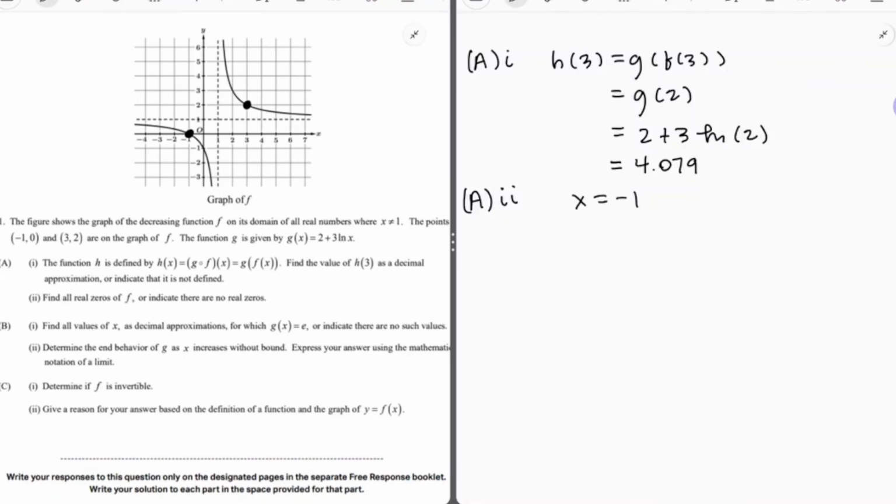Okay, here we go. So next, for part B, we're going to be finding all values of x as decimal approximations, so we need to use the calculator, where g of x equals e. Alright, so 2 plus 3 natural log x equals e. I think it would be tempting to try to solve this one by hand. We don't need to, right? We've got a calculator. So we're going to type in y1, 2 plus 3 natural log x, and then y2, e, and we're going to see where they intersect.